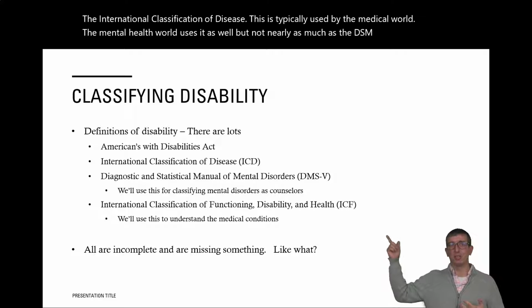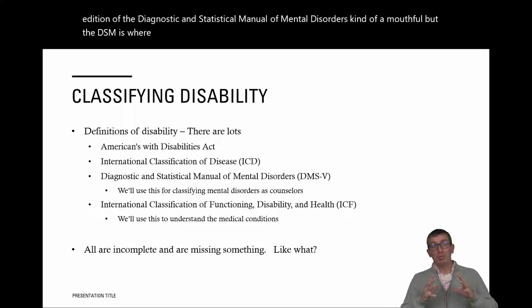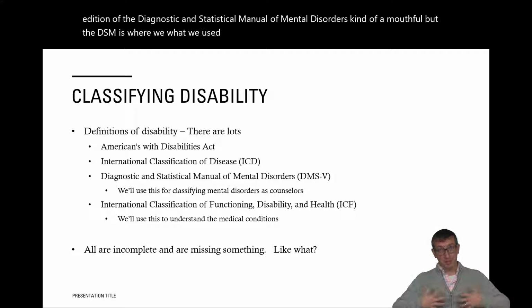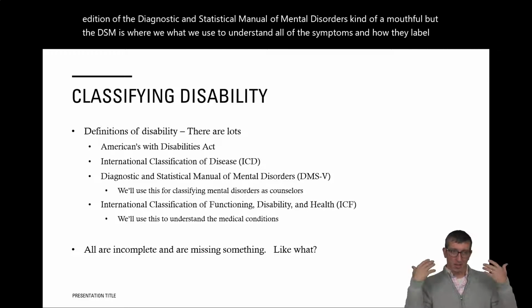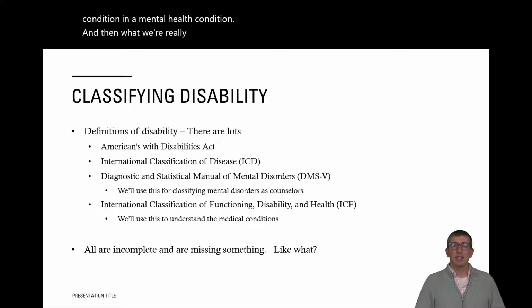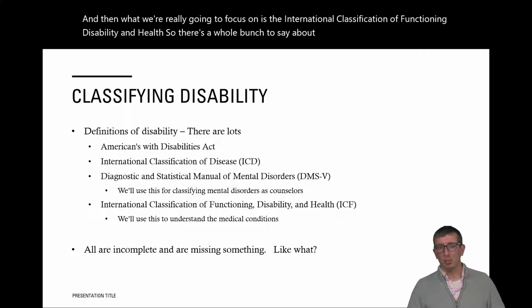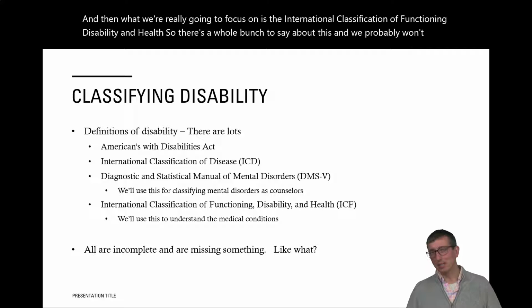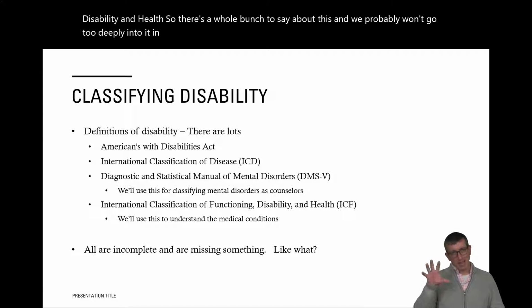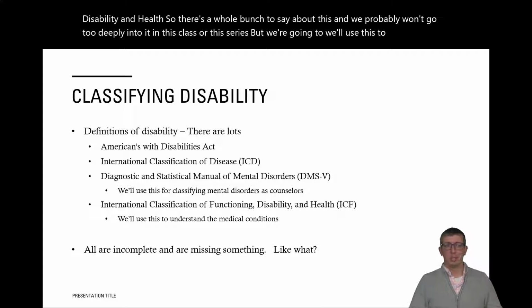This is the fifth edition of the Diagnostic and Statistical Manual of Mental Disorders. Kind of a mouthful, but the DSM is what we use to understand all of the symptoms and how they label a condition in a mental health condition. And then what we're really going to focus on is the International Classification of Functioning, Disability, and Health. There's a whole bunch to say about this, and we probably won't go too deeply into it in this class or this series, but we'll use this to understand medical conditions.